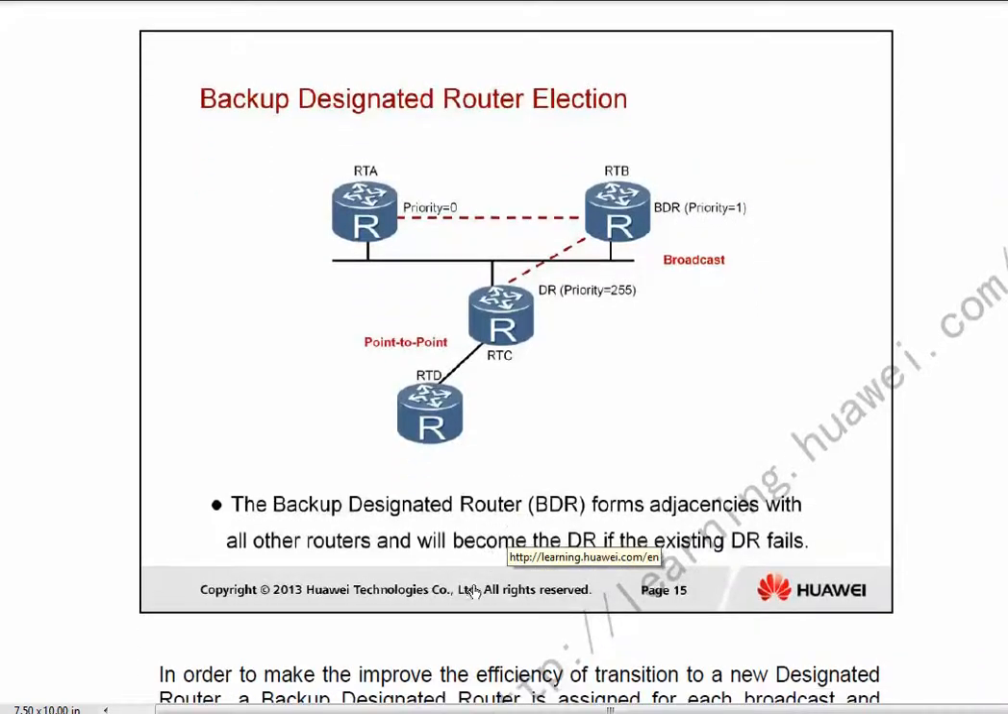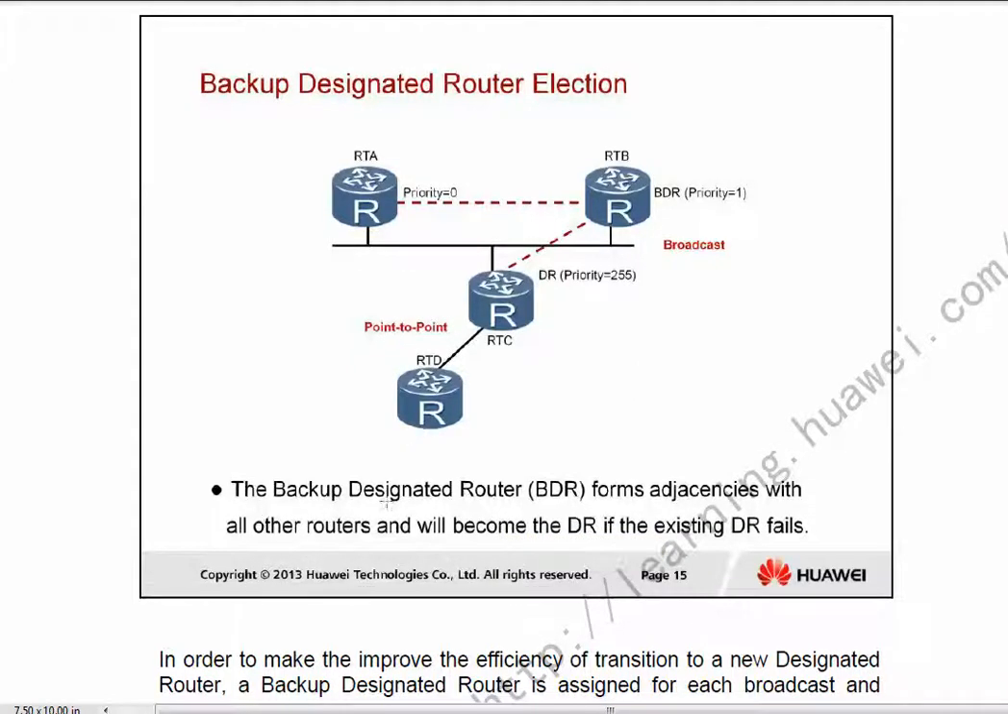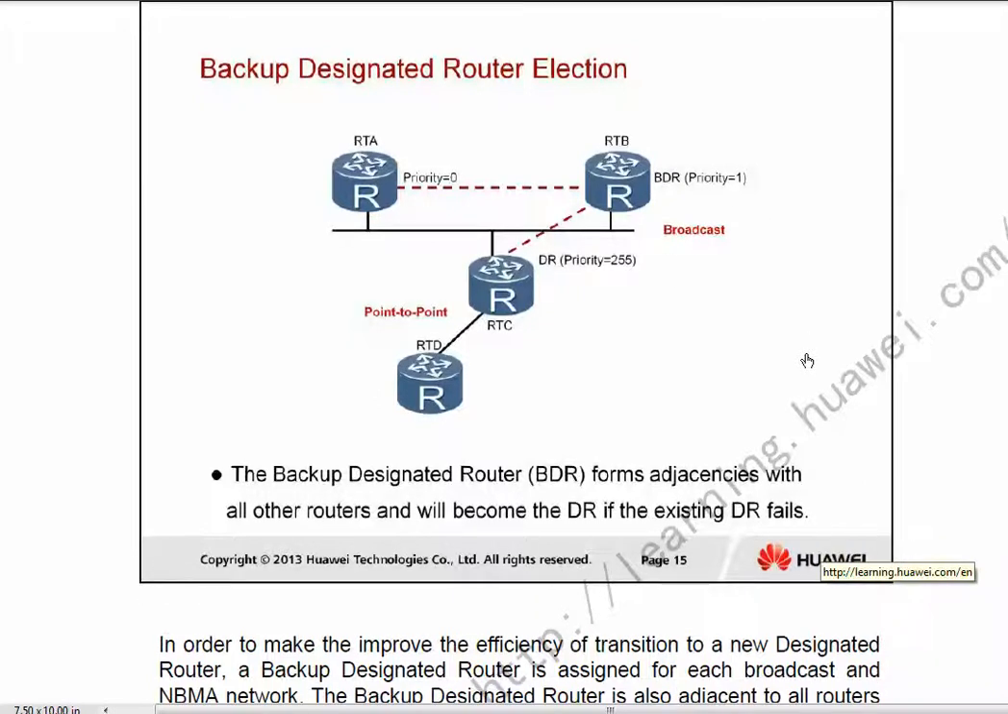The BDR forms adjacency with all the other routers and also becomes the DR if the existing DR fails. You see this DR priority has been changed to 255, and this BDR's priority is 1. This router A will never be able to become the DR or BDR because its priority is 0.